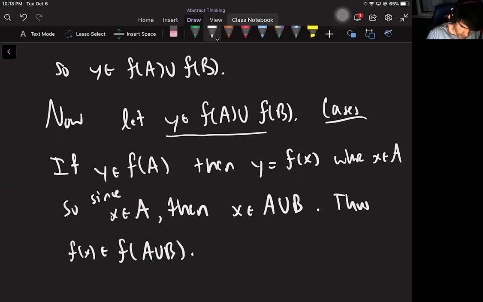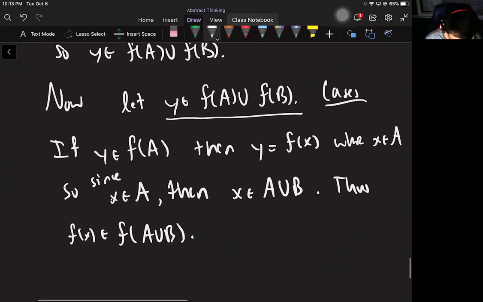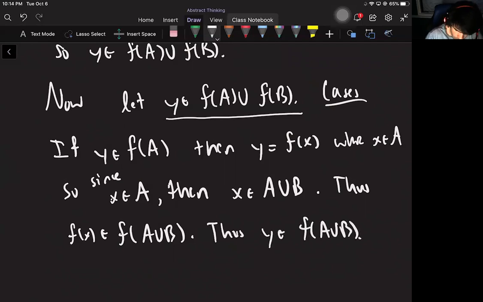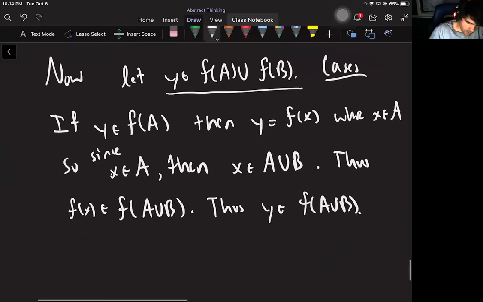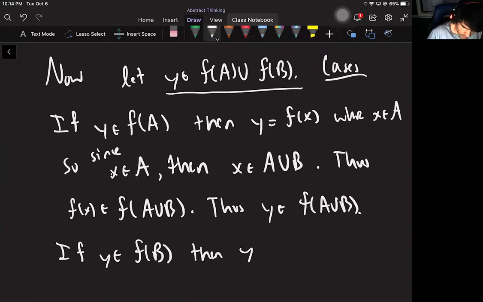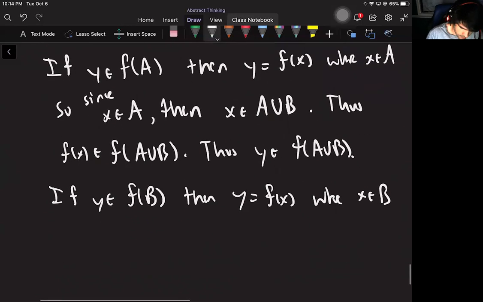So I let y be in the other subset, and I showed it's in the first one. I guess I didn't finish writing that thus. So that's case one. Case two is if y is in here instead, but it works just the same. You can literally copy paste what I just did and replace A with B.